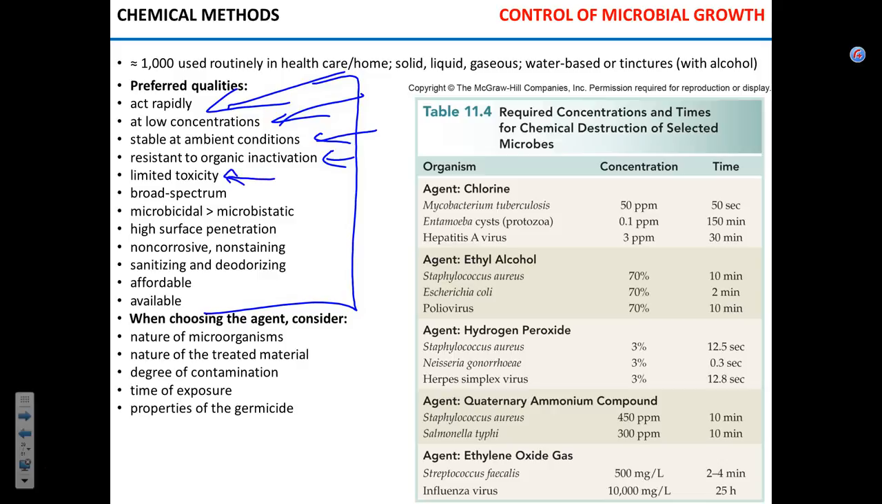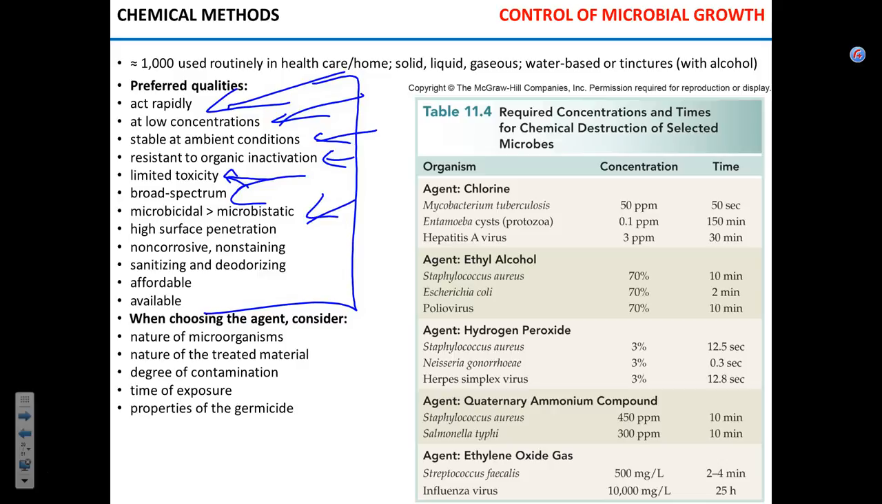Limited toxicity. First of all, it depends on how you use it, and second, on how effective the method is. Chlorine is extremely effective in killing microbes, and humans too. So if you want higher efficiency, there's going to be higher toxicity associated with that in general. Broad spectrum, cidal, you prefer cidal, of course.